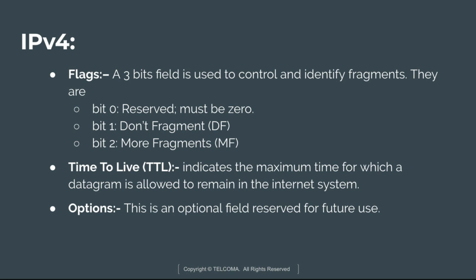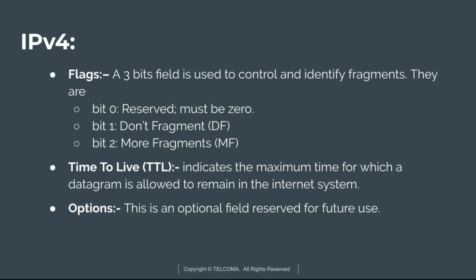Next is the flag. Here the flag is a 3-bit field that is used to control and identify fragments. The first one is bit 0. If it is set to 0, it means it is a reserved bit. After that, bit 1 indicates that there is no fragmentation, and it is indicated as DF. Bit 2 indicates that there are more fragments, and it is indicated as MF.